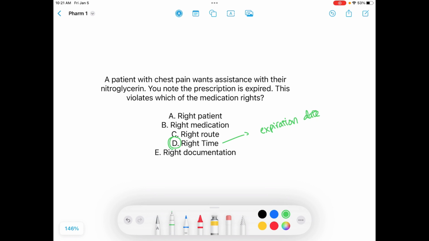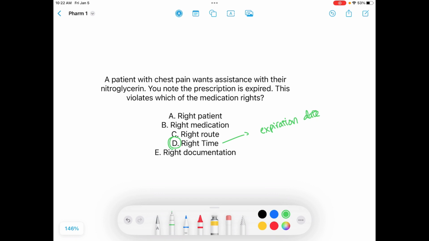Another example of this at the EMT level would be epinephrine. We can only utilize intramuscular epinephrine, whether it's an EpiPen or we vial draw out 1 to 1,000 epinephrine. We can only give it intramuscularly. We can't do it other ways. So that's an important thing to note.